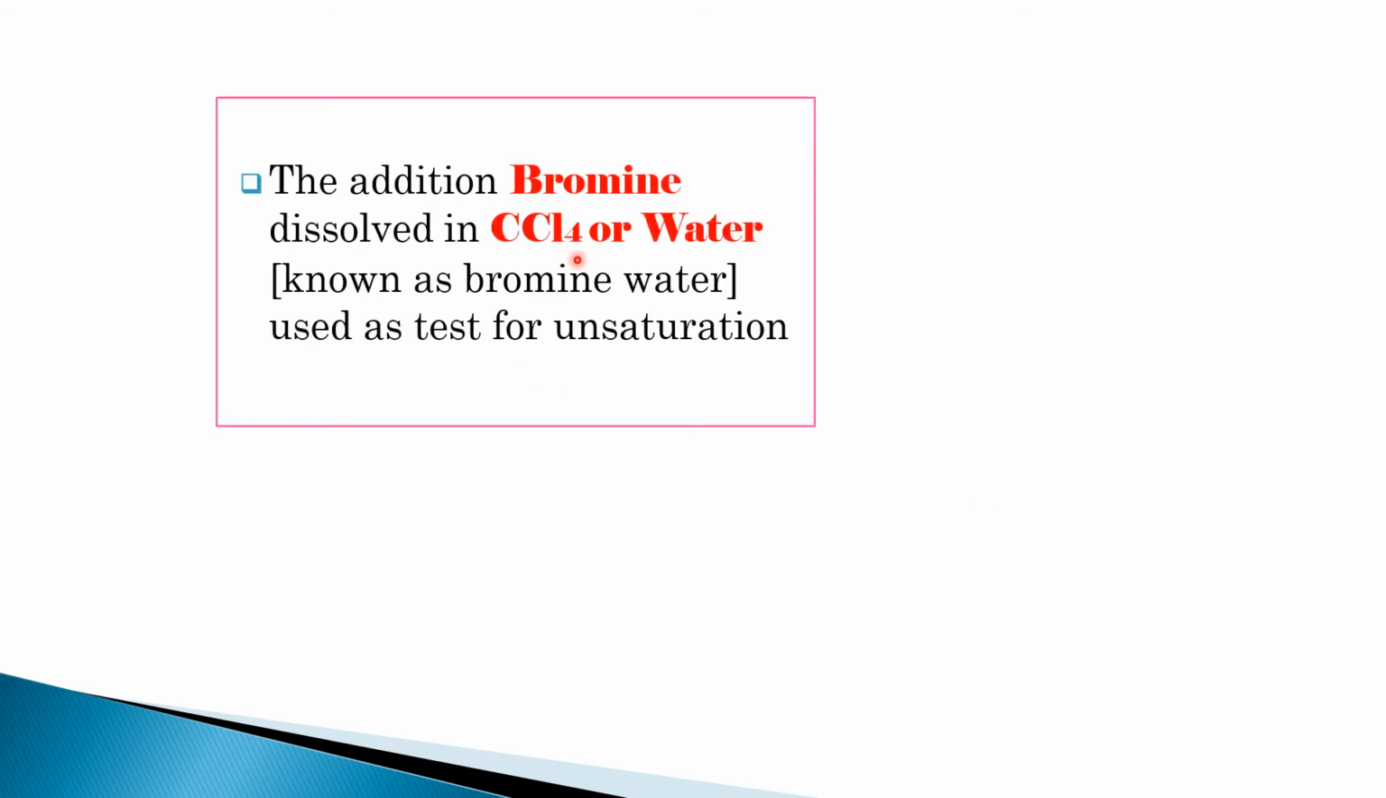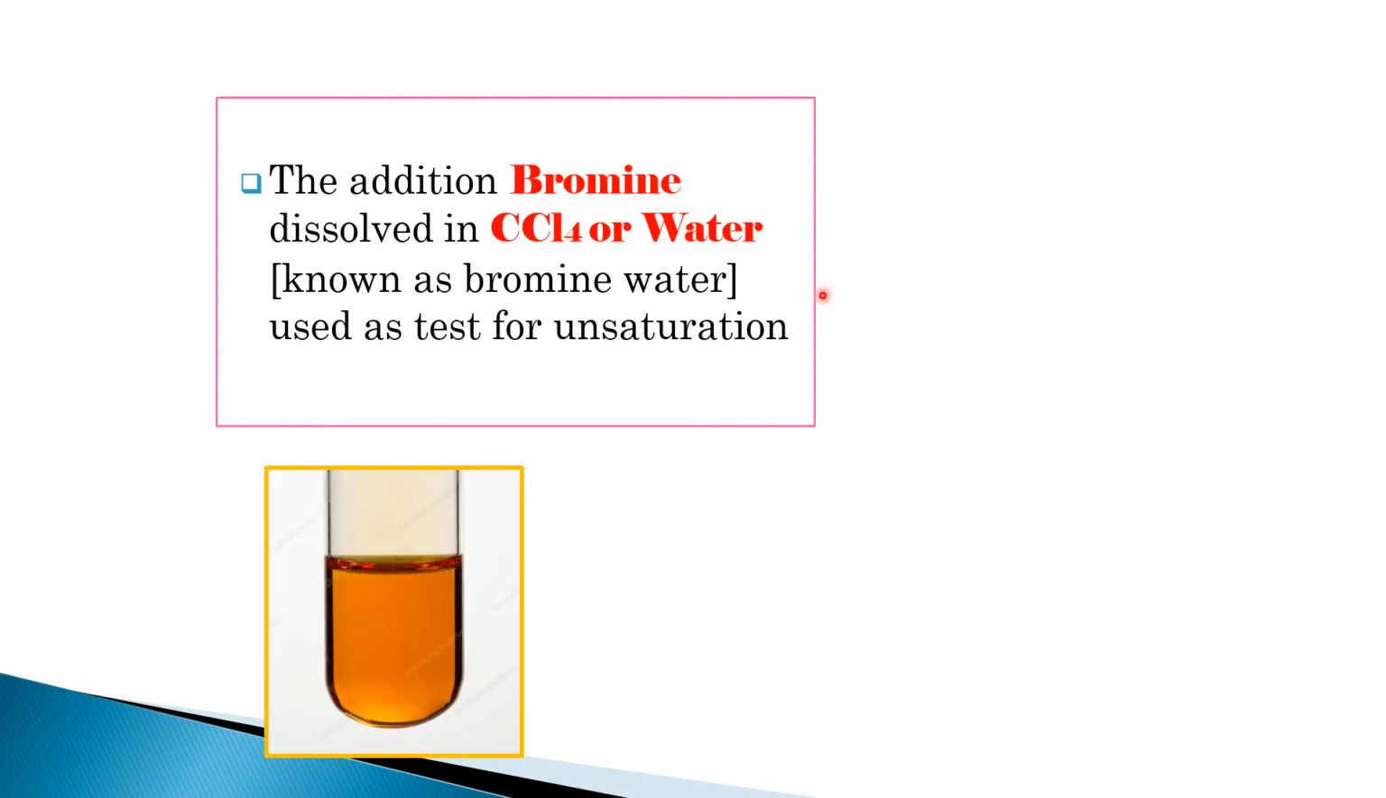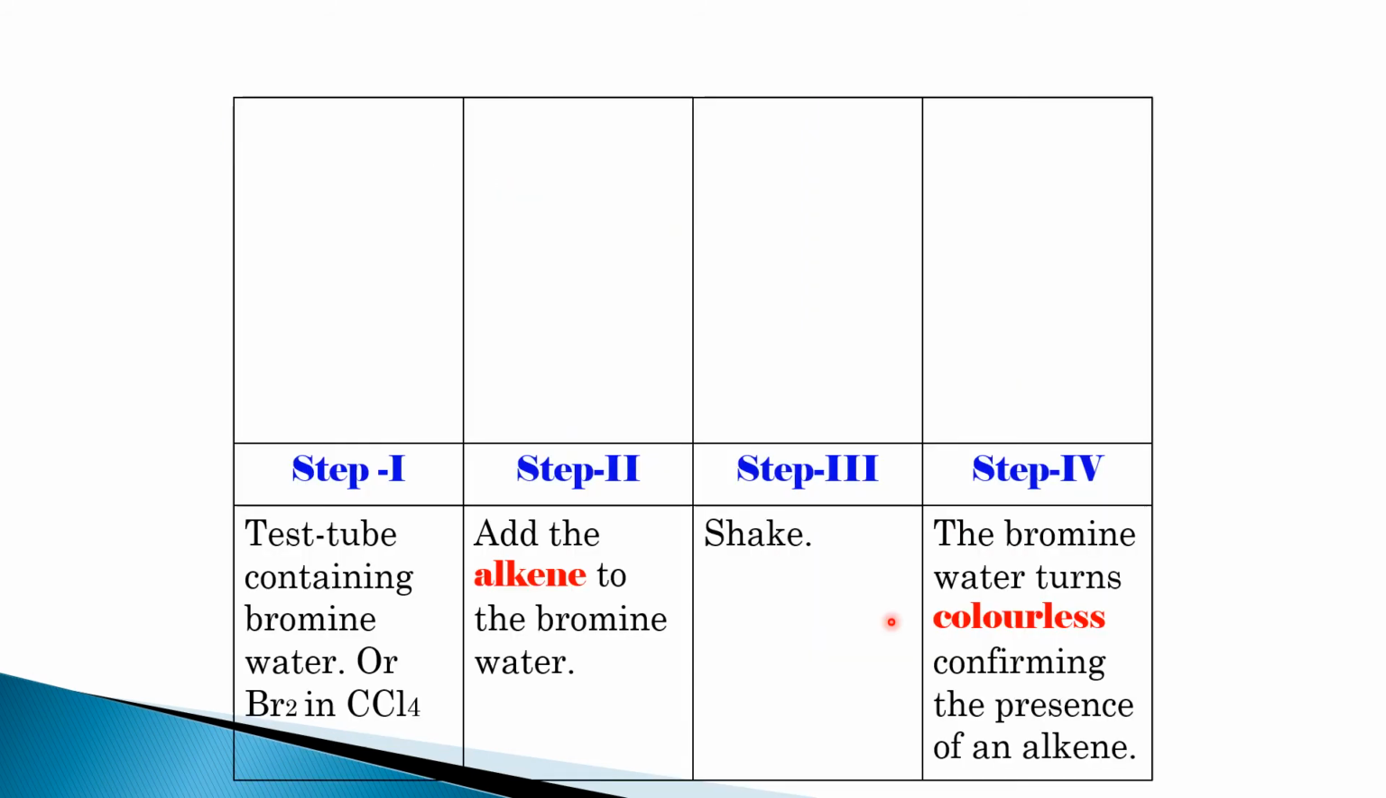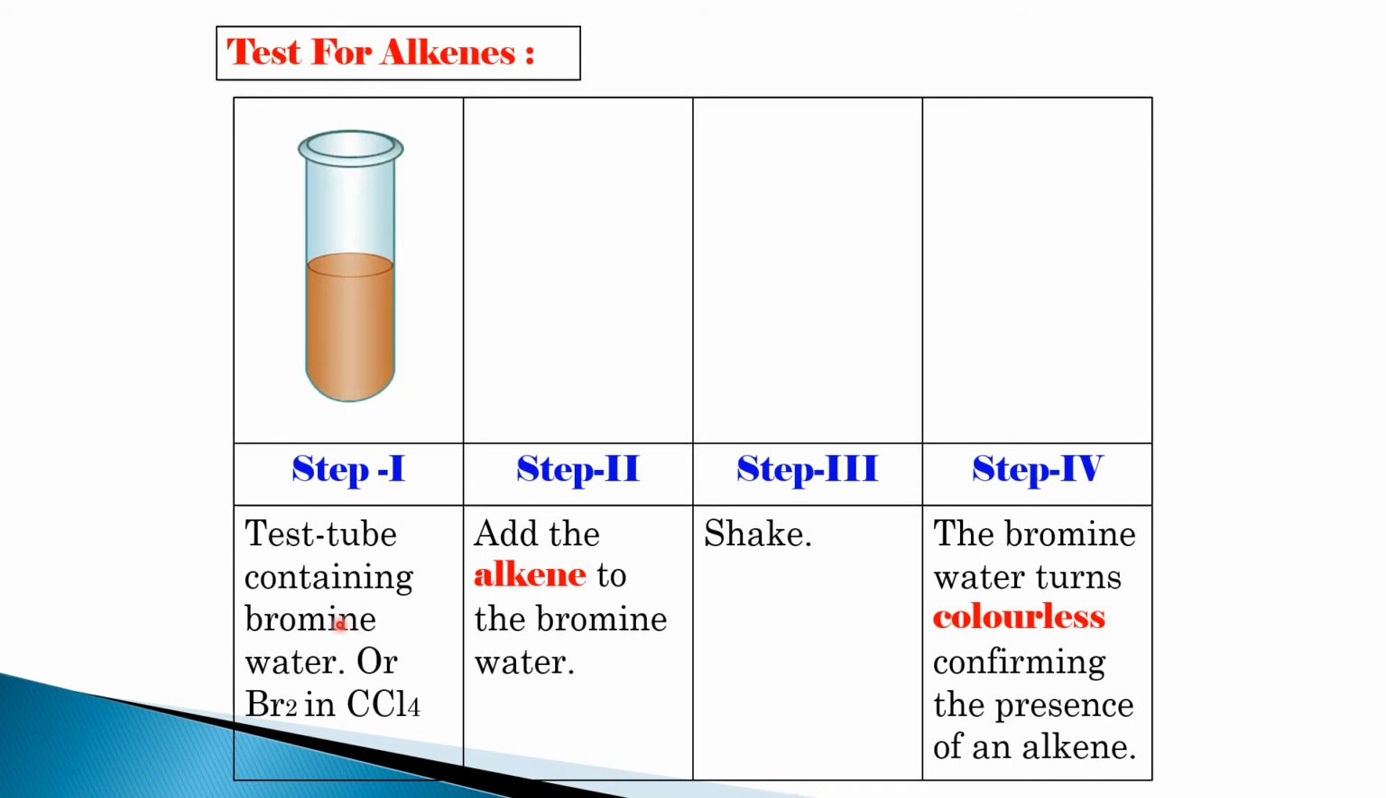So the answer to this question: the addition of bromine dissolved in CCl4, or in water, known as bromine water, is used as a test for unsaturation. Then, test for alkenes. Step first, a test tube containing bromine water or Br2 in CCl4.